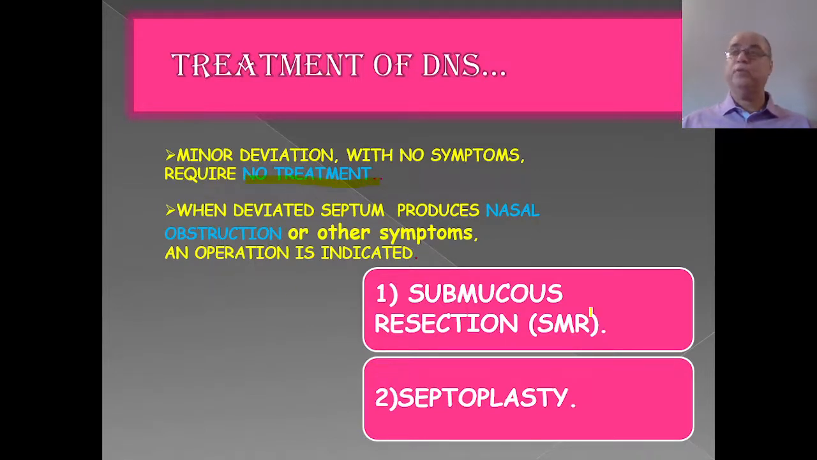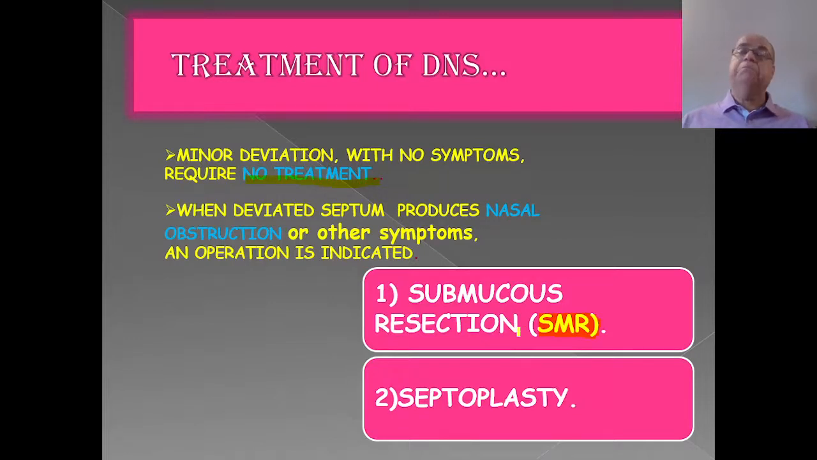And there are two operations which we can do. One, most commonly it used to be done before, was a radical surgical procedure which is called SMR. This SMR is basically abbreviated for submucoperiosteal resection of the nasal septum. So as the name indicates, we have to raise the flaps and we have to remove the nasal septal framework. But usually it is called submucous resection.